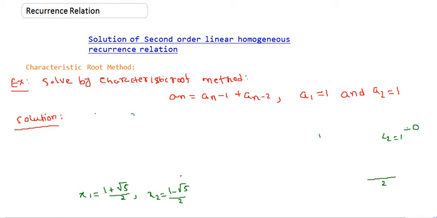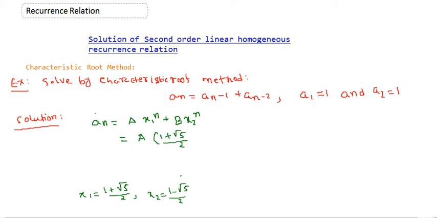so here we go, the general solution is a_n equals a x1 to the power n plus b x2 to the power n, where a and b are constants. So what is x1? a into ((1 plus root 5) by 2) whole to the power n plus b into ((1 minus root 5) by 2) whole to the power n. So this is our general solution.